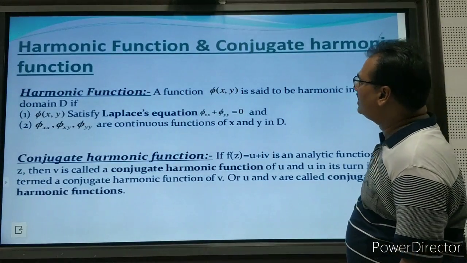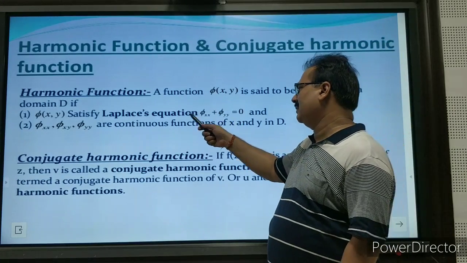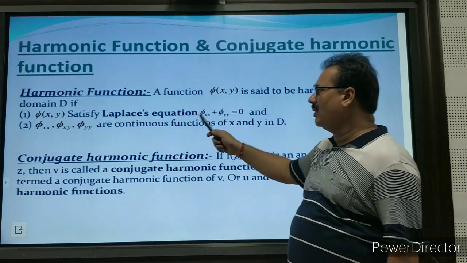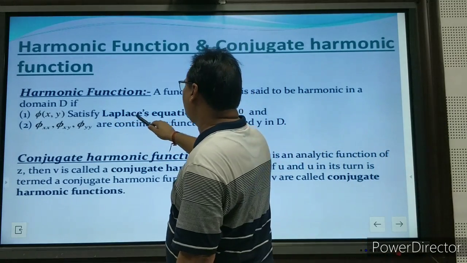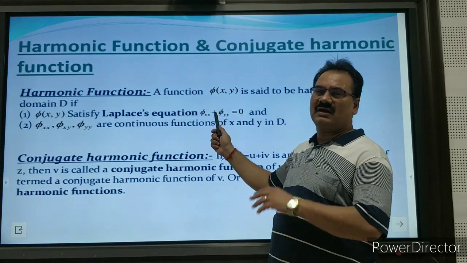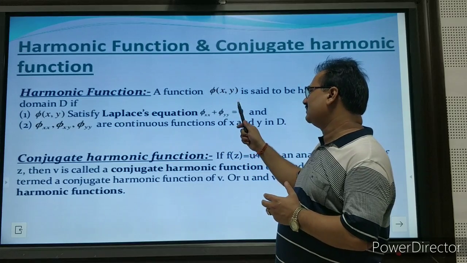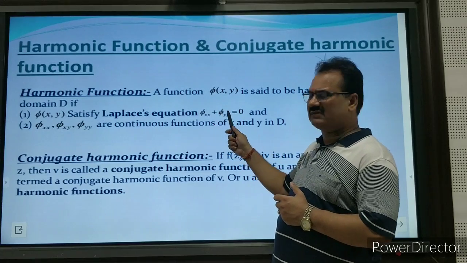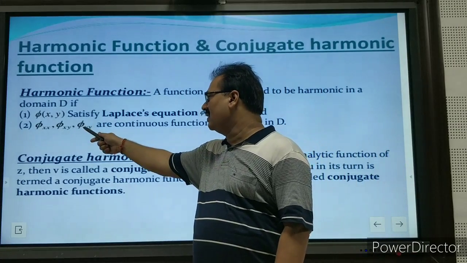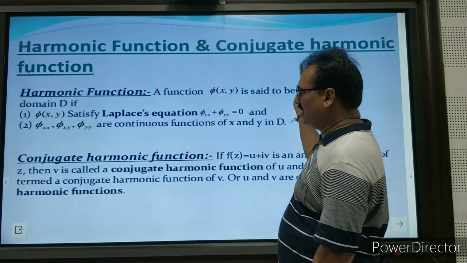Now, what is a harmonic function and a conjugate harmonic function? Harmonic function, as I already discussed: a function phi(x,y) is said to be harmonic in a domain D if phi(x,y) satisfies the Laplace equation. And what is the Laplace equation? Phi_xx is the second order derivative, del squared u by del x squared, and similarly phi_yy is also second order. Their sum is equal to 0, and phi_xx, phi_xy, phi_yy are continuous functions of x and y in the domain D.